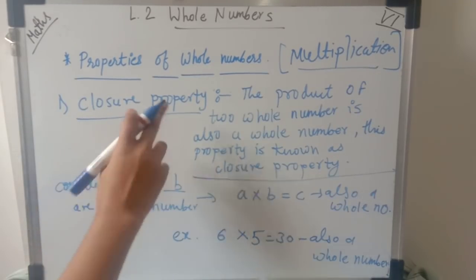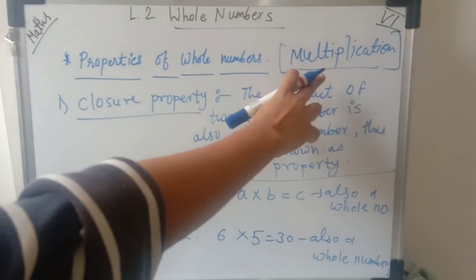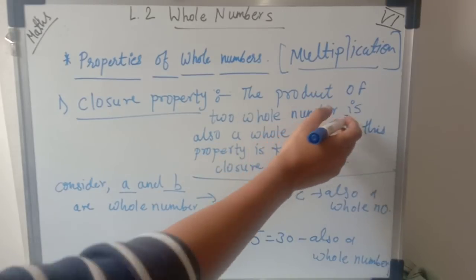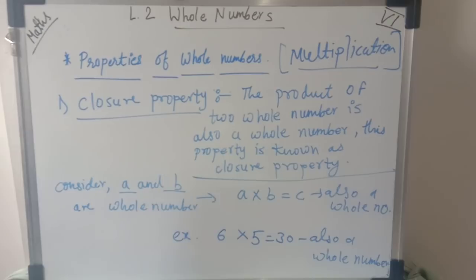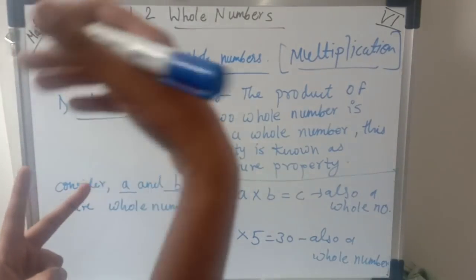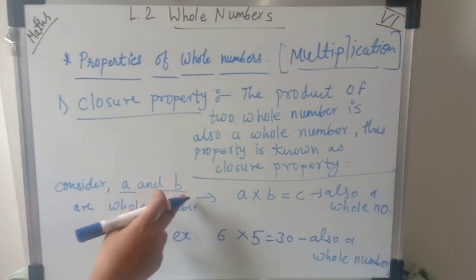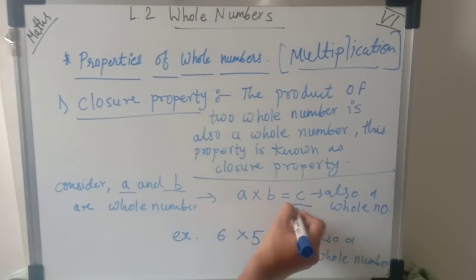Now students, closure property. What is it saying about multiplication of whole numbers? The product of two whole numbers is also a whole number. This property is known as closure property. It is very simple. If you are multiplying two whole numbers, whatever the product, that product is also a whole number, and that property is closure property. Let's consider A and B both are whole numbers. If we multiply them, whatever the product comes, that is also a whole number.